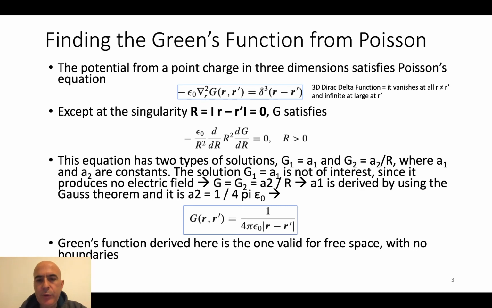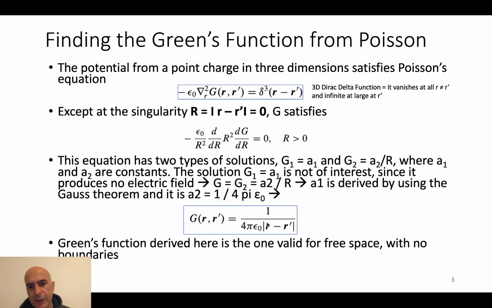This equation has 2 types of solution. One solution is a constant that we call G1 equal to A1, and the second solution is G2 equal to a constant A2 over R. The solution G1 equal to A1, the constant solution, is not of interest to us since it produces no electric field. The second solution, G2 equal to A2 over R, is the one we are interested in. A2 is derived by using the Gauss theorem and is equal to 1 over 4 pi epsilon naught.